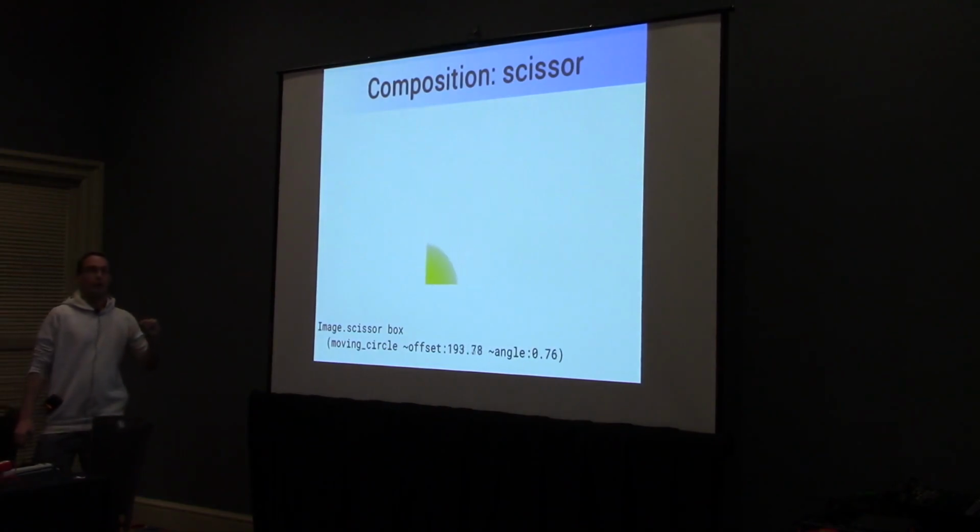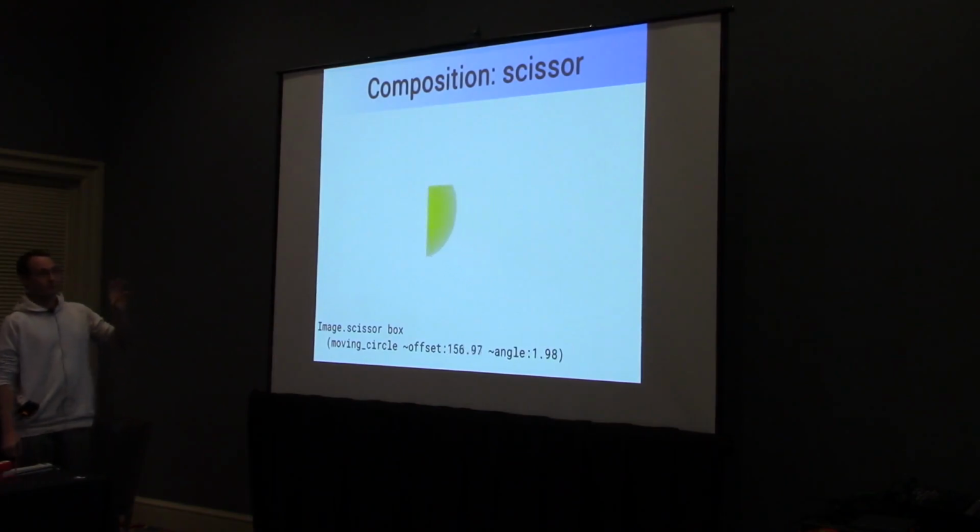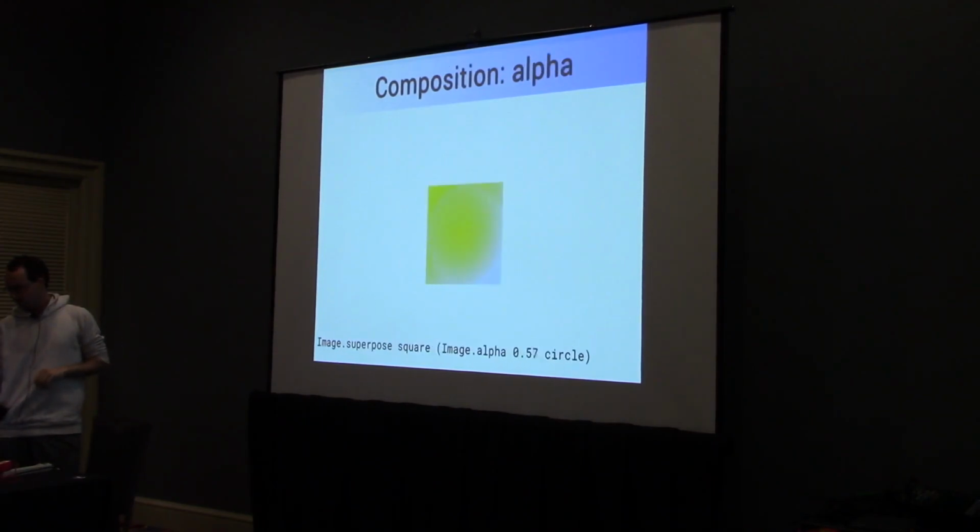Scissoring. So one of the trade-offs we made is not support arbitrary clipping. The only kind of clipping that we support is intersection with a rectangle. Alpha composition, so you can make one of the image transparent and blend it on top of another one.